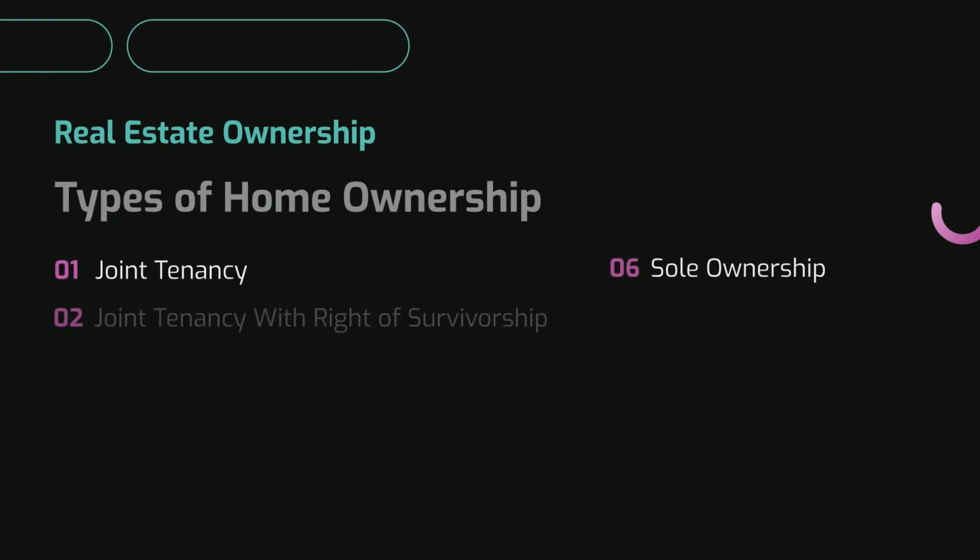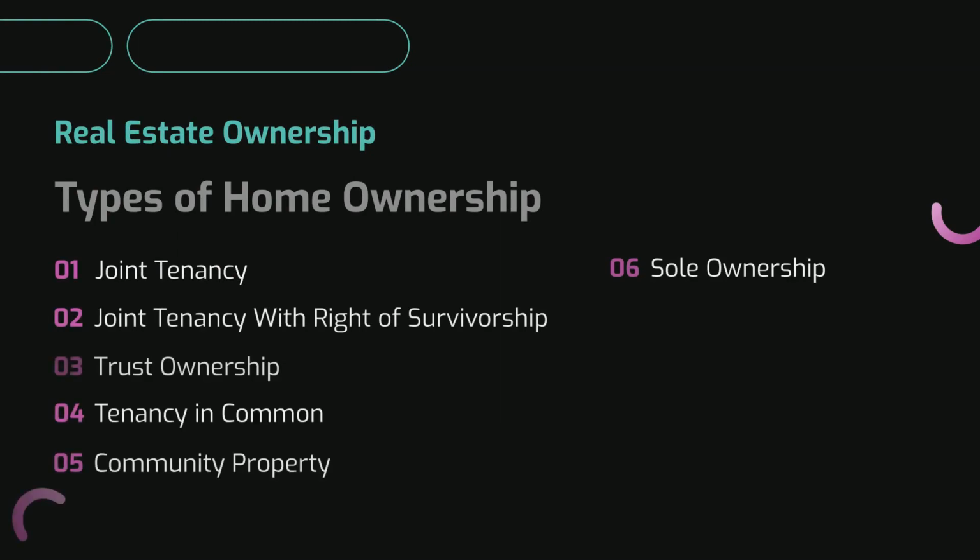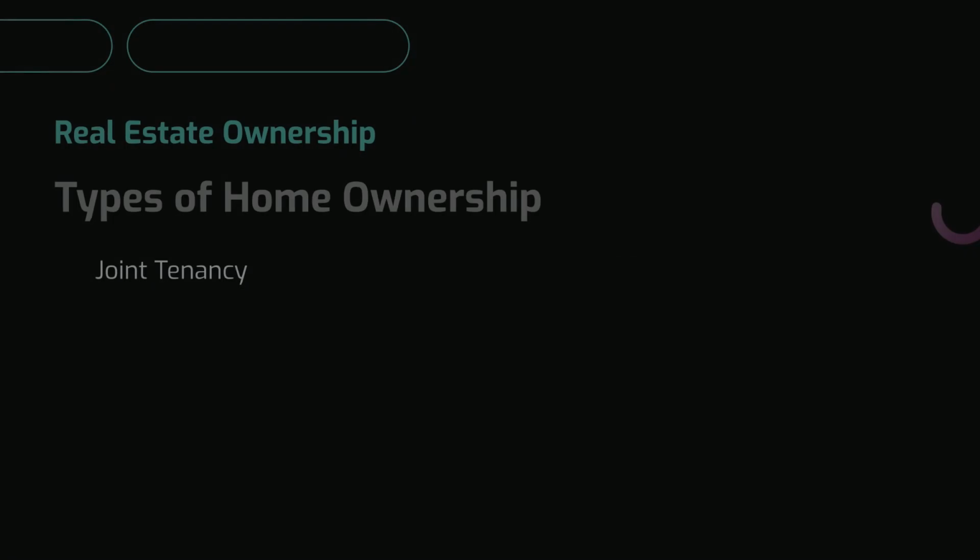6. Sole ownership. As the name suggests, sole ownership is when the property is owned by one person. The main advantage of sole ownership is that you don't need other parties to authorize any transaction related to the property. But a transfer of home ownership would become problematic should the owner die without naming a beneficiary to the property in a will.